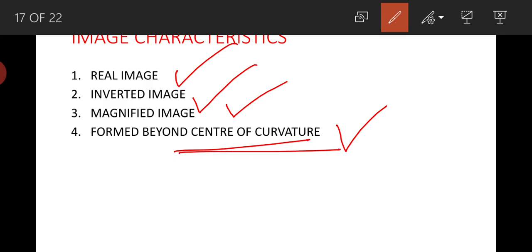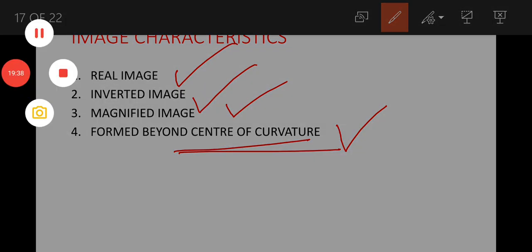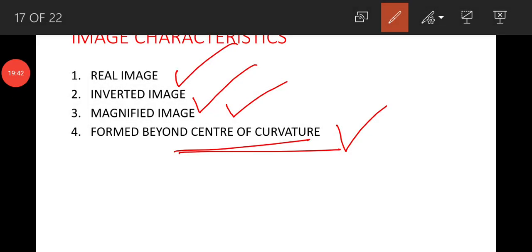And I request you to follow the diagram as it is, without your own creation, without your own creativity. Follow the diagram as it is, because whatever you draw, it will not happen. Whatever is happening, we are drawing, we are trying to learn that, we are trying to draw that, and we are trying to represent that in the exam.